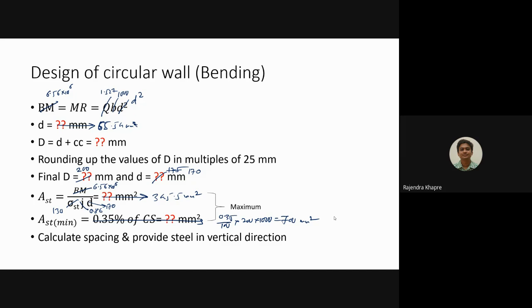So please remember, in case of clariflocculator we have to use the AST minimum criteria as 0.35%. This is a very common mistake which is made by many students in the past. So please read the IS code clause correctly and then use 0.35% of the cross section area. This is the steel which we have to provide in the vertical direction, because in the vertical direction the steel is going to resist the bending moment.